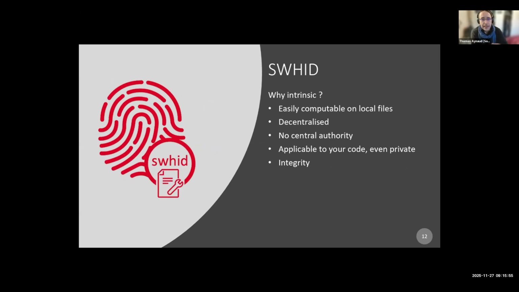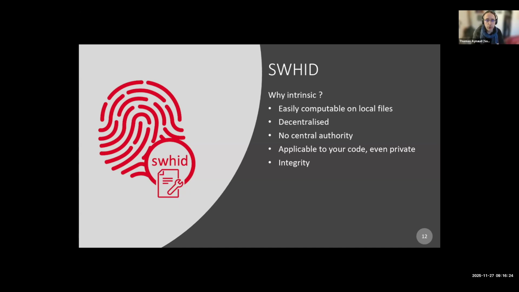we want it to be easily computable on local files. It allows it to be decentralized. Everyone can compute a SWID. You have no central authority. For instance, with other identifiers, someone has to grant you the identifier. It's a more complicated process and you cannot apply that to almost everything like we do.